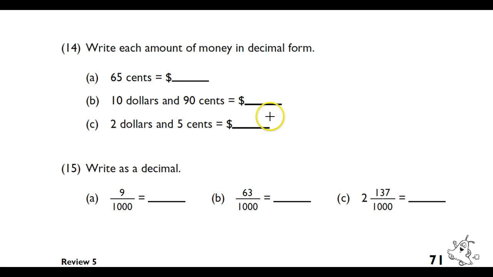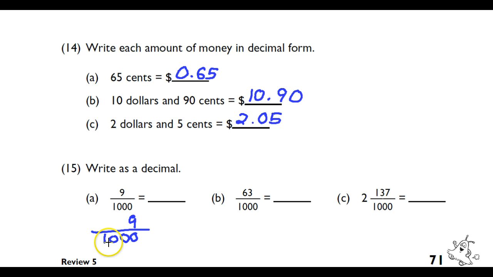Right, next for number 14, write each amount of money in decimal form. 65 cents is $0.65. This $10 itself, so you leave $10. After that, these are cents, dot 90 cents, $2.05.